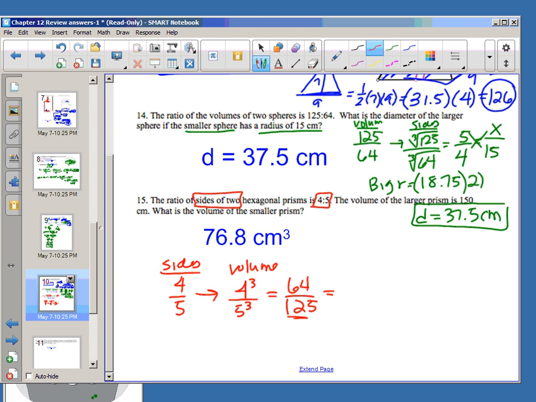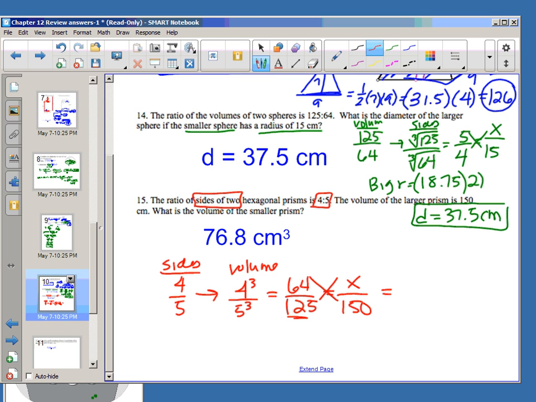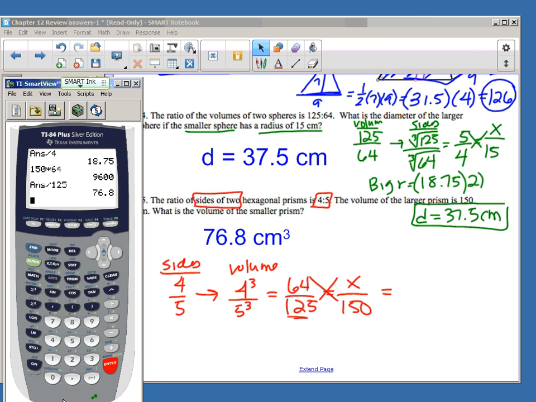125 is my bigger number, so 150 is going to go on the bottom. X is going on the top. When I do this, I need to cross multiply 150 times 64. And then I'm going to divide that by 125. That means the volume of the smaller prism is 76.8.